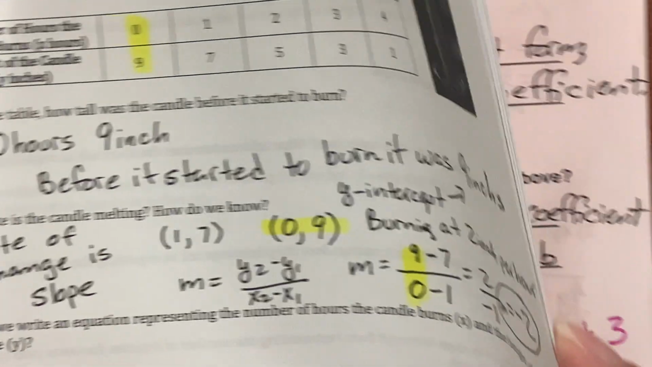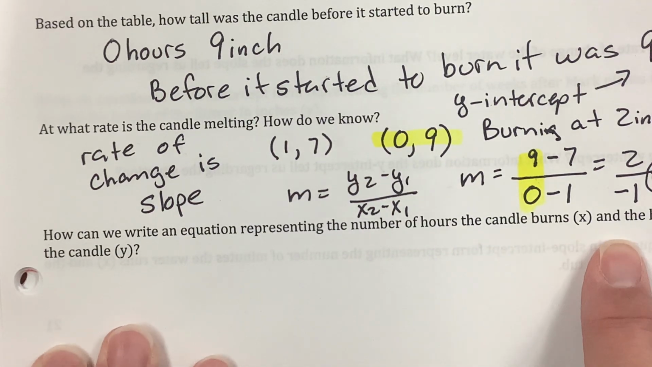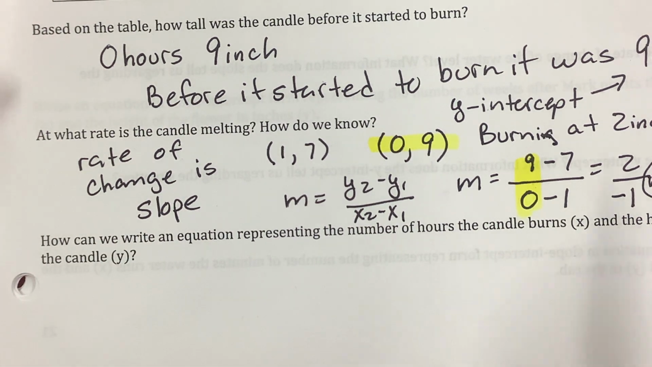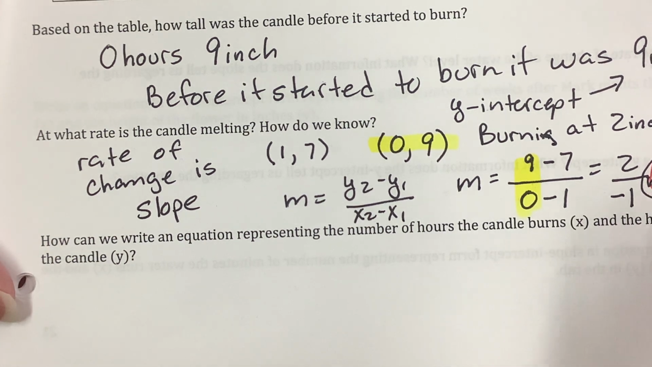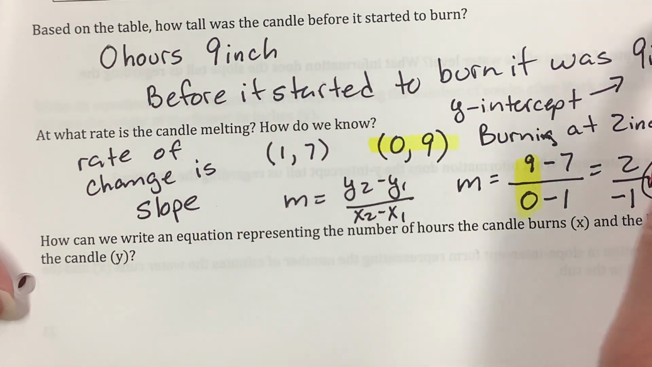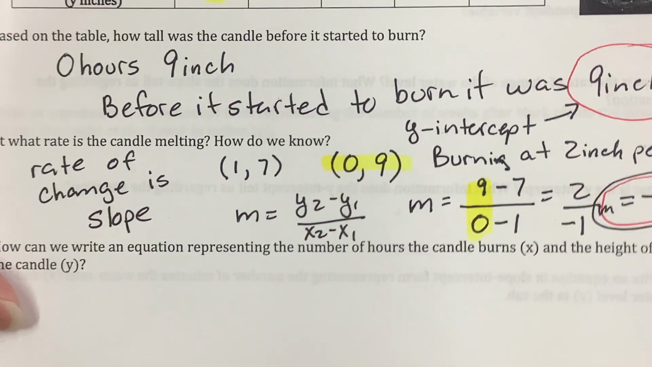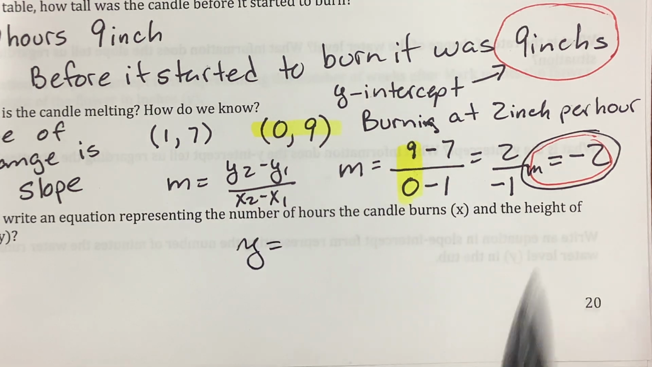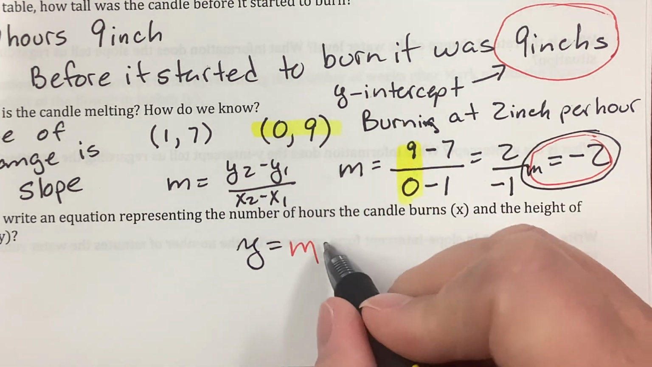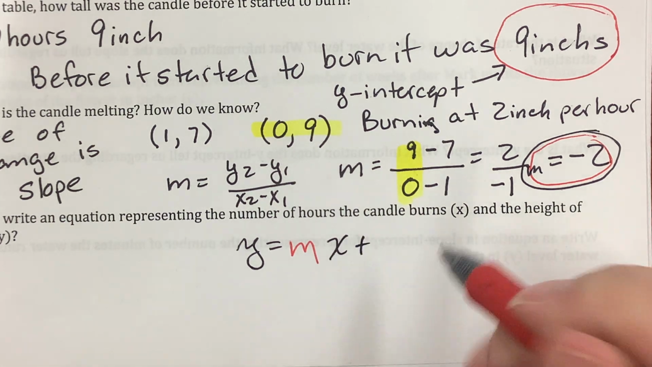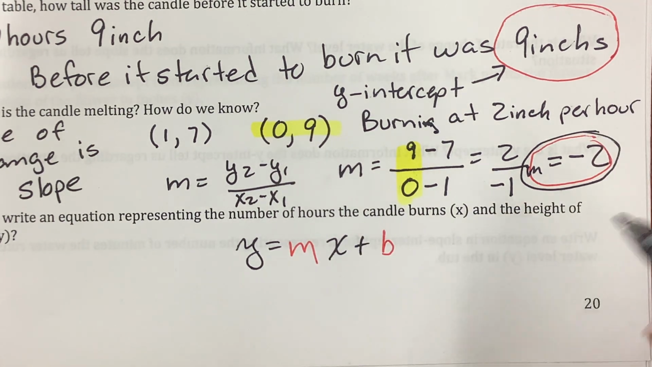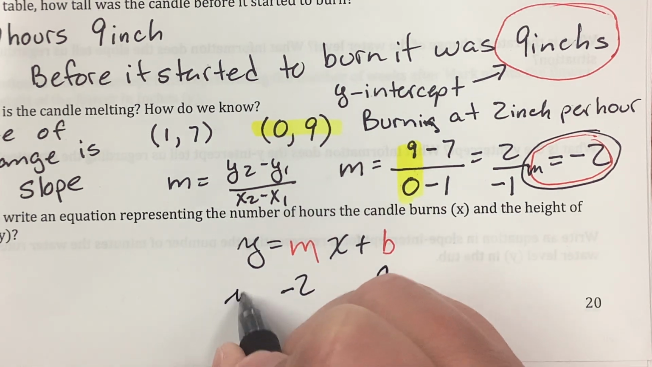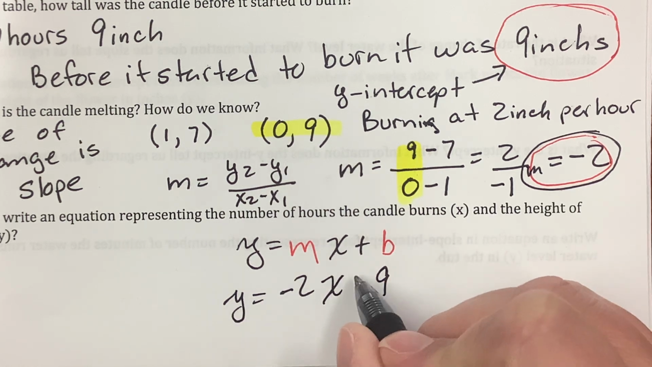How can we write an equation to represent the number of hours the candle burns and the height of the candle? Well, we know 2 things that are very important. We know m equals -2, and we know b is 9 inches. So those 2 pieces of information in our formula, y equals mx plus b, you fill in m as -2 because it's burning, it's getting smaller, and b as 9. So y equals -2x plus 9.